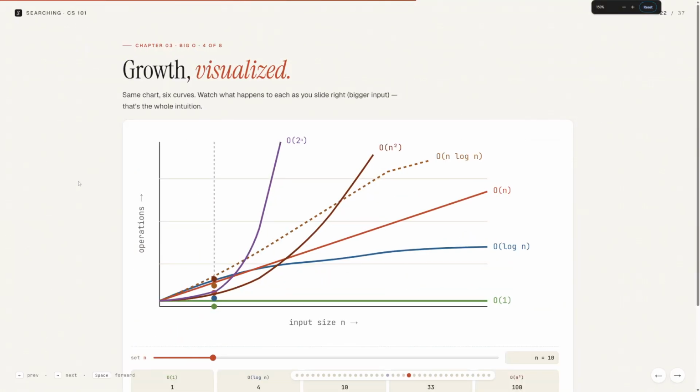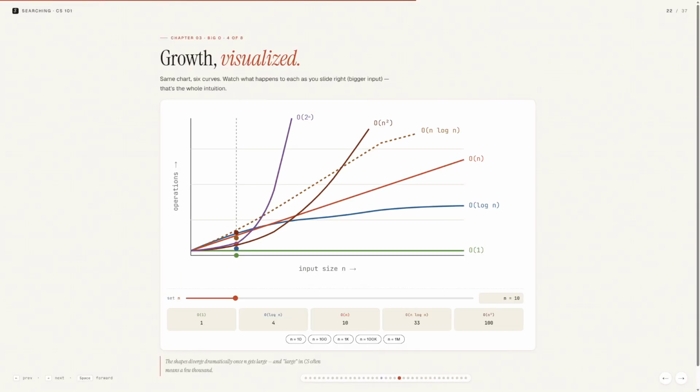Oopsies, chart's a bit broken. Let me fix it up for you guys. There you go.